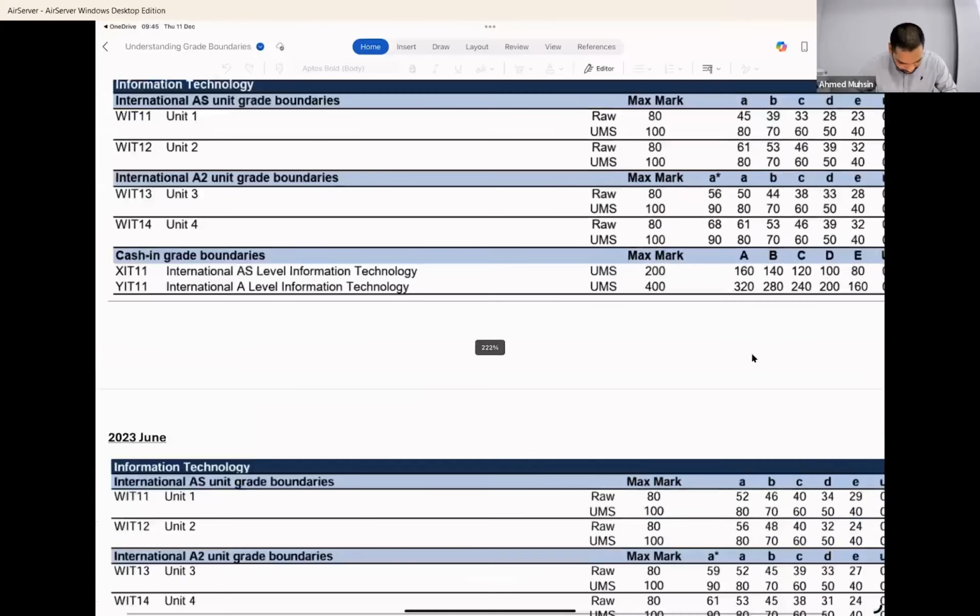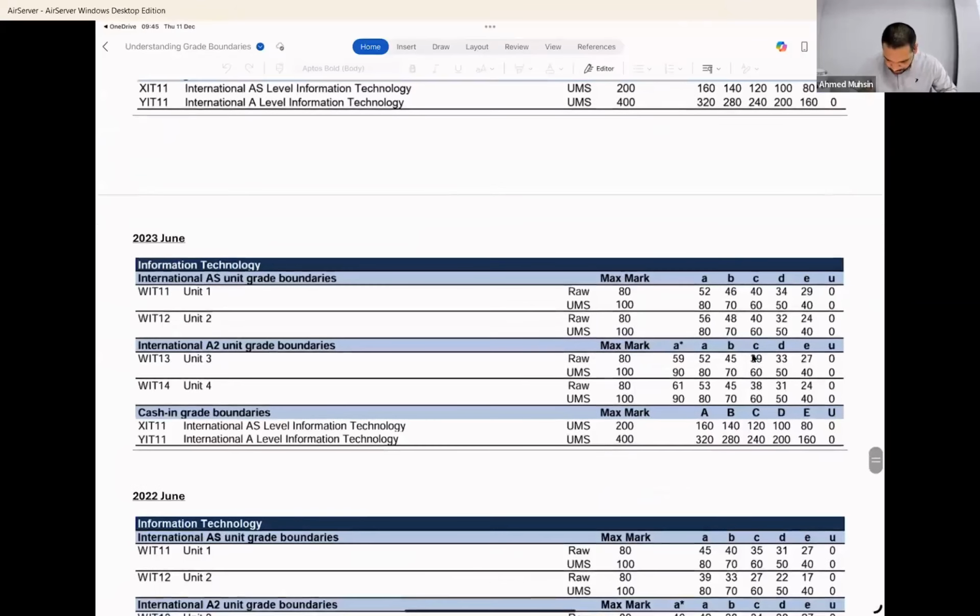2023 grade boundaries are over here. So Unit 4, 61 and above is A star. How many A stars, Nadali? 69. Preeta, A star. Vasanta, you said? 48. So 48 means, let me draw the line so you all can see it yourselves.